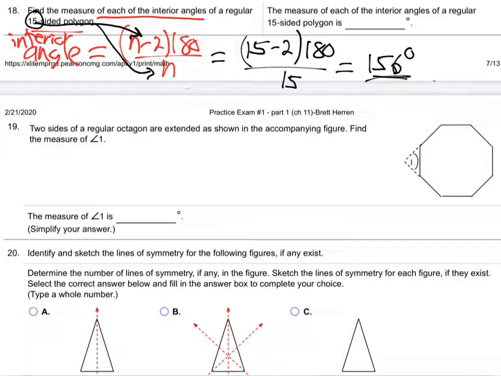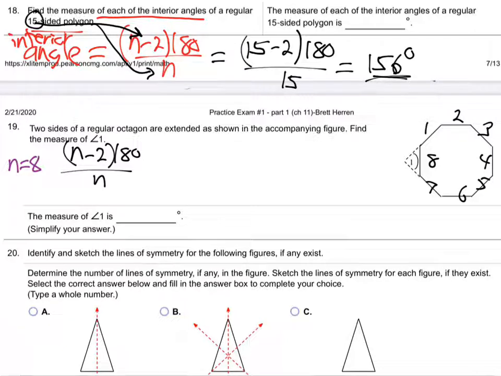Now number 19 is the same kind of thing. How many sides here? 1, 2, 3, 4, 5, 6, 7, 8 sides. So we're going to use the same formula, n minus 2 times 180 over n. We're going to plug in n is 8 because that's the number of sides. So we'll get 8 minus 2 times 180 over 8. Work that out in your calculator and you'll get 135 degrees.